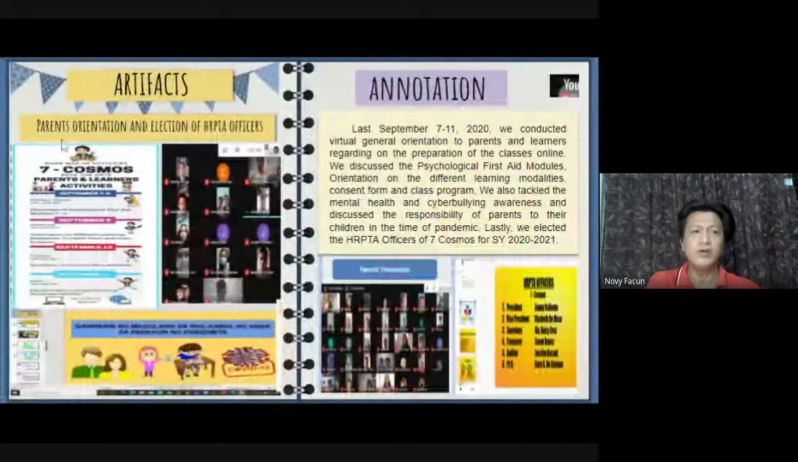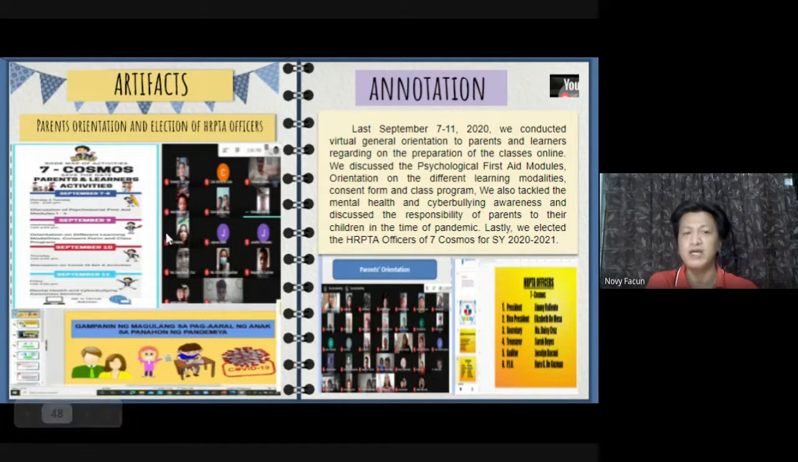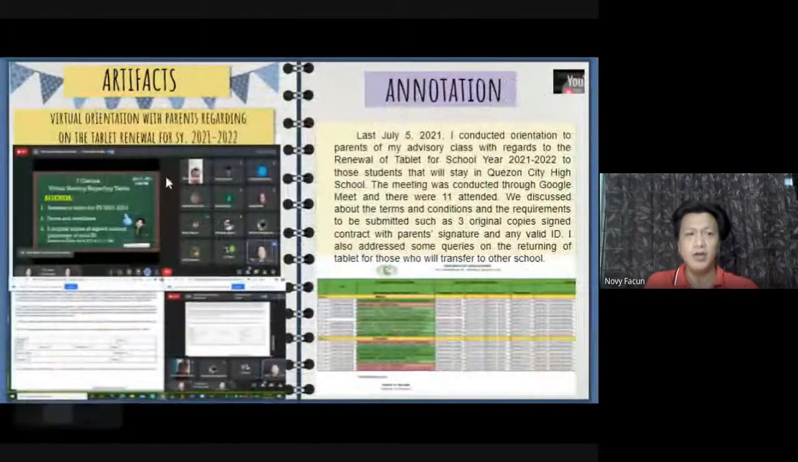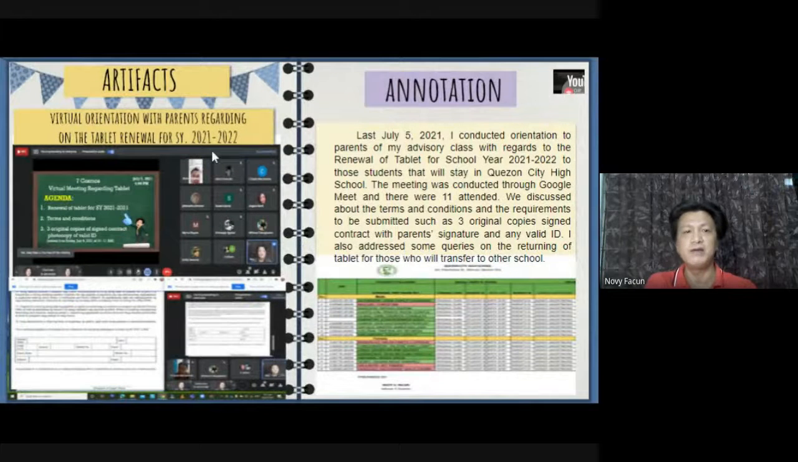Okay, I also conduct parents orientation and election of HRPT officers. So 1 week kami nag-orientation since last September 7 to 11. So especially dyan yung gampanin ng parents, tsaka yung mga gagawin nila, hindi lang teacher yung katuwang dyan dapat. Kailangan natin yung parent involvement. Yan yung online namin.